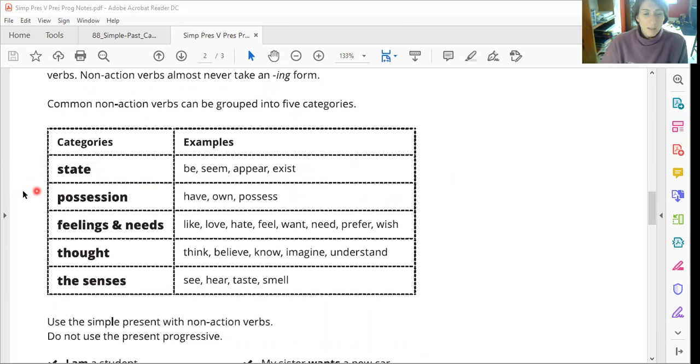Okay? Or we have possession. Possess means to have something. Okay? So I have 2 dogs. I own a house. I possess 2 dogs and a house and a car. Okay? Feelings and needs. These are those words like, love, hate, feel, want, need, prefer, wish. Okay? These are feelings in your heart and in your head.